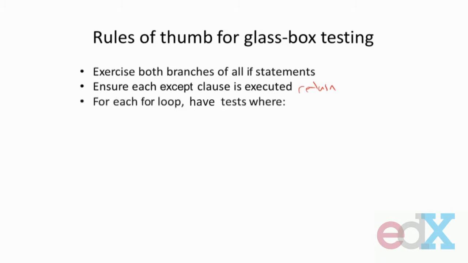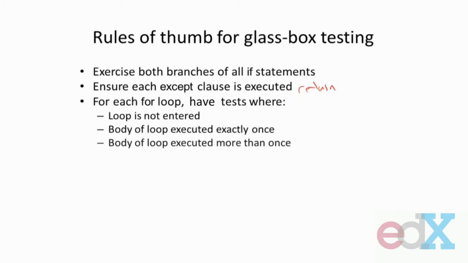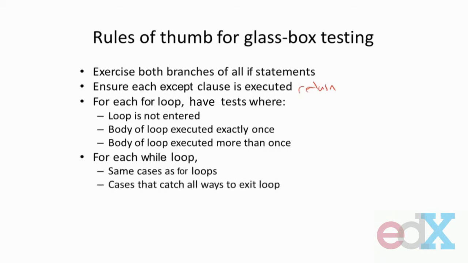If I have a for loop, I want to have tests where the loop's not entered, where the body of the loop is executed exactly once, where the body of the loop is executed more than once. As I said earlier, I can't do all possible versions of more than once, but I can sample those 3 because they tend to expose places where there are bugs. Same thing for a while loop. Do the same thing I did for for. The loop's not done, done once, done multiple times. But also I want to catch all the cases here where there are different ways to exit the loop. If there are different parts of my loop where I can break out of it, I want to catch all of those.